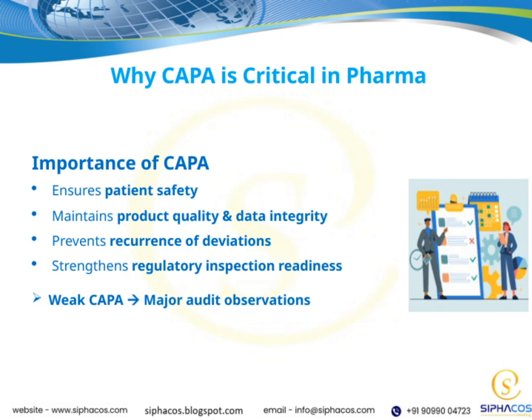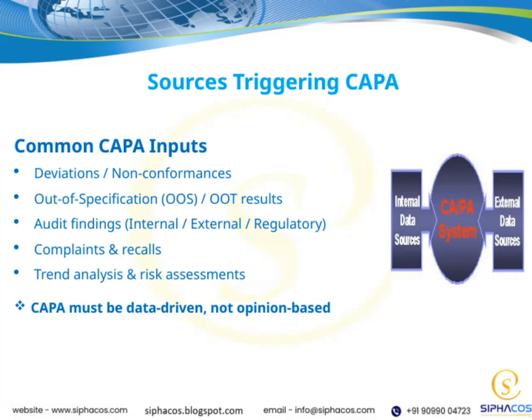On the flip side, a weak CAPA process can lead to major audit observations, which can be costly and damage our credibility. So why is CAPA critical in the pharmaceutical industry? Because it directly impacts quality, compliance, and ultimately, patient safety. A well-structured CAPA system isn't just a regulatory requirement, it's a fundamental part of our commitment to excellence and continuous improvement.